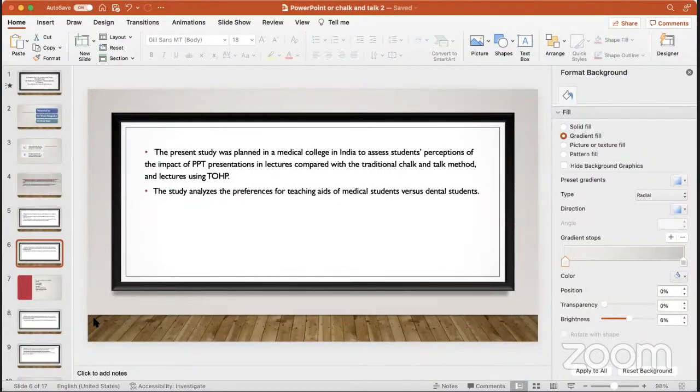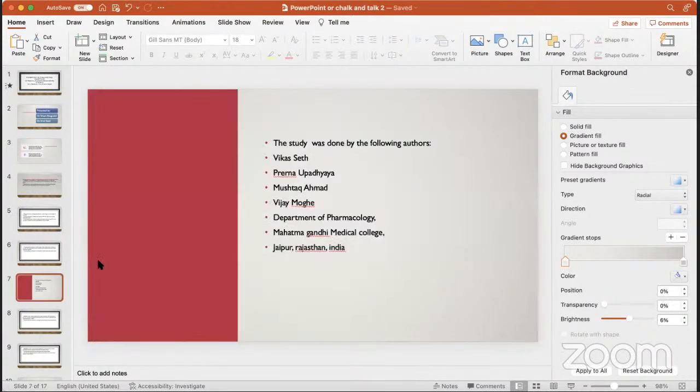The present study was planned in a medical college in India to assess students' perception of the impact of PowerPoint presentation in lectures compared with the traditional chalk and talk method and lecture using a transparency overhead projector. The study analyzed the preferences of teaching aids of medical students versus dental students. Today we're going to discuss this study. The study was done by the following authors, just to give them their credits, in the Department of Pharmacology, Mahatma Gandhi Medical College in India.